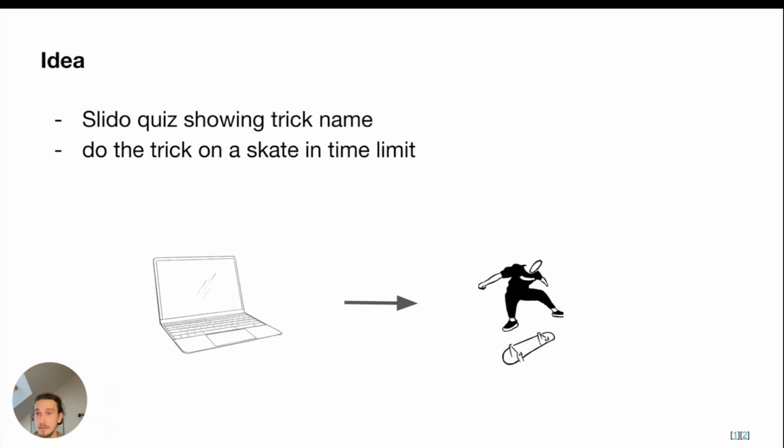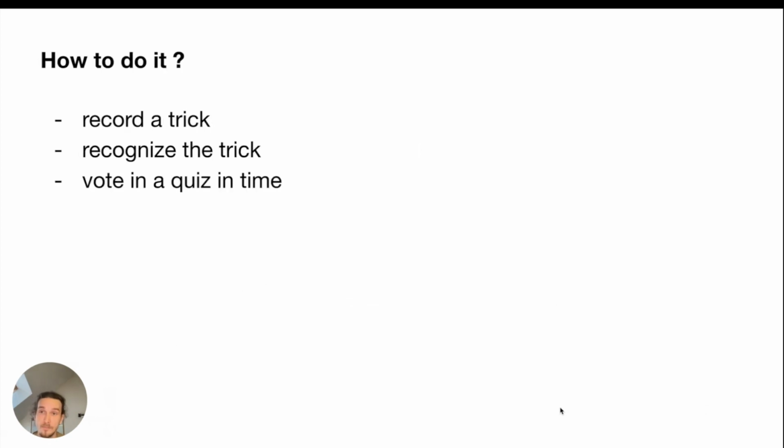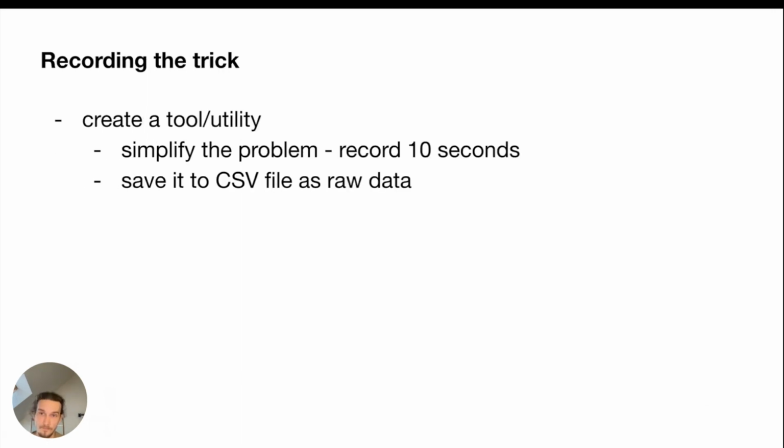So what is my idea? My idea is to show the trick in the quiz and then repeat the trick on the skate and vote to the quiz this way. So how to do it? Let's split the problem into a few smaller steps. First will be to record the trick, then recognize it, and of course vote back to the quiz in time.